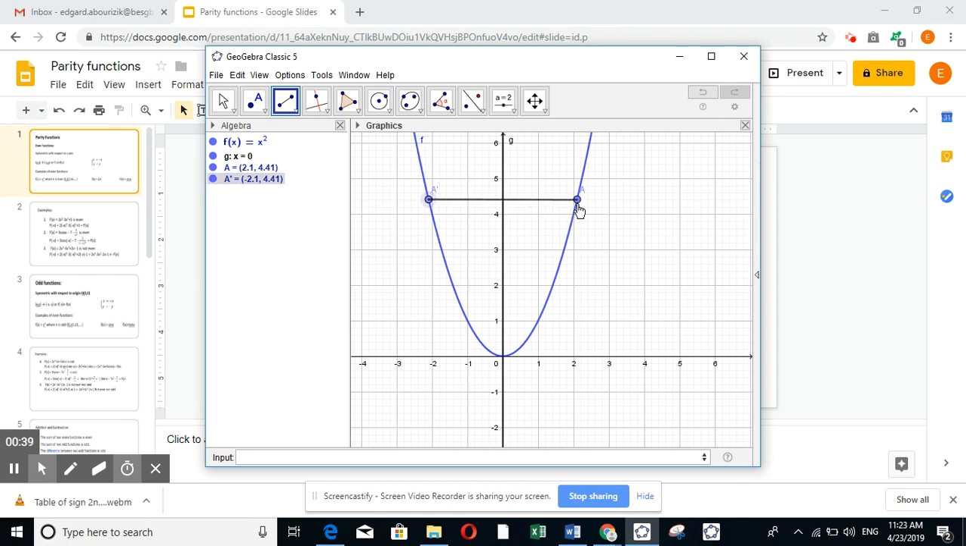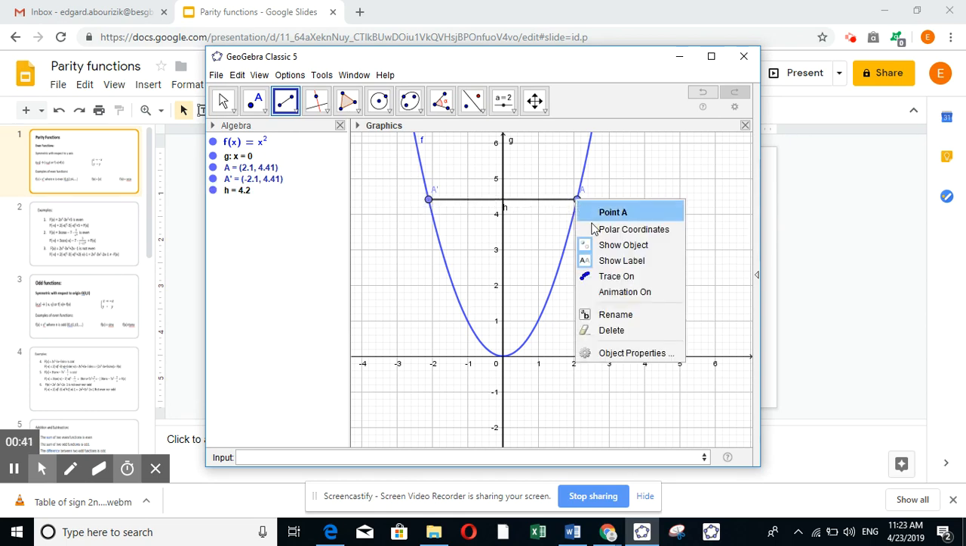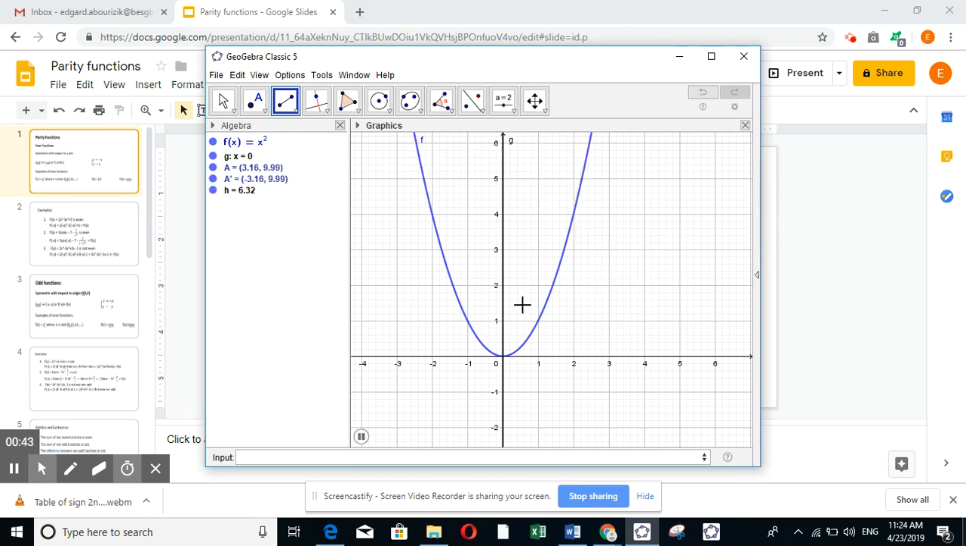So as you can see, if you do animation here, what do you realize? You realize that for every point on that part of the curve, you have its image on the other part. And if you pick a point and you do the perpendicular to the other side, it's the same distance. So this is called an even function.